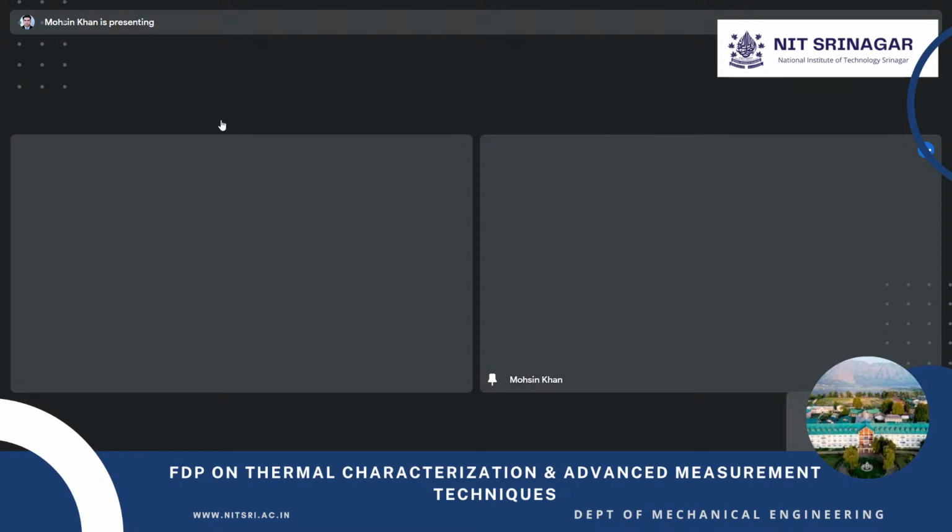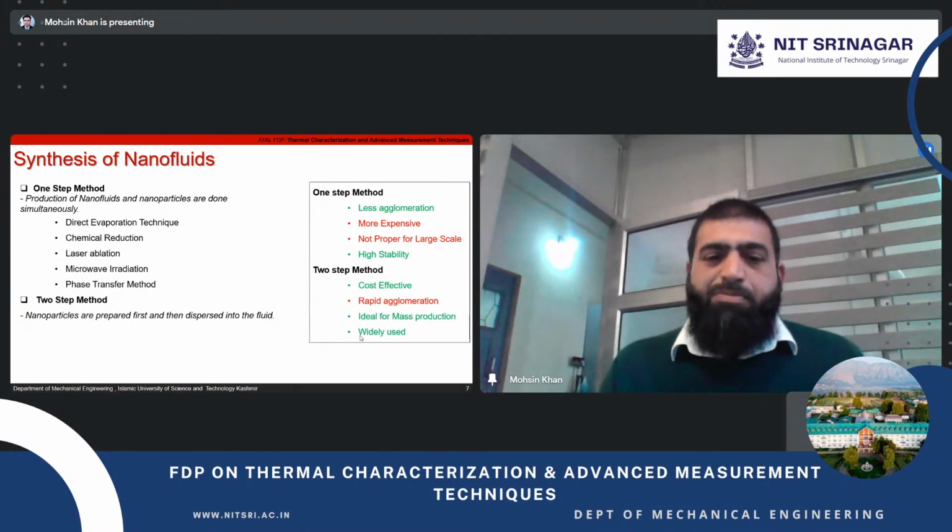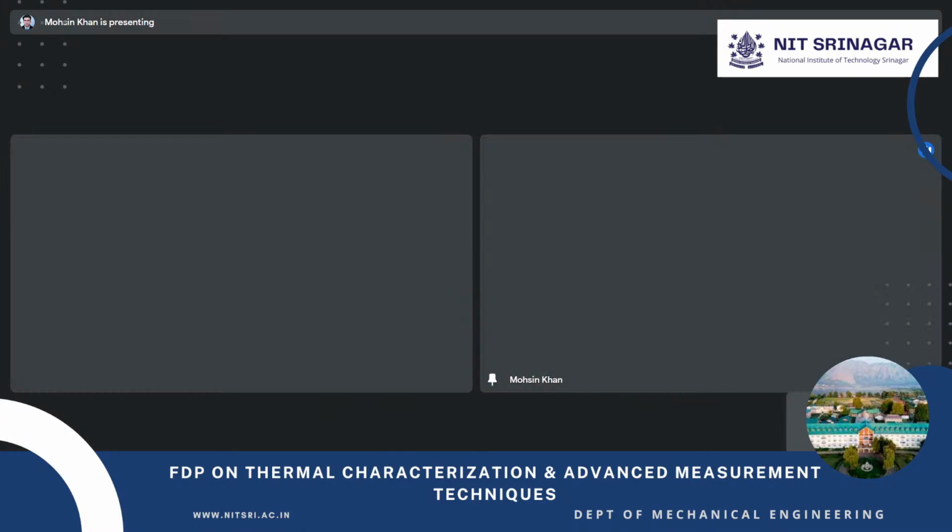So the common methods used in the one-step method are the direct evaporation technique, the chemical reduction method, the laser ablation method, microwave irradiation, and the phase transfer method. And then the most commonly used method is the two-step method as compared to the one-step method. The advantage with the two-step method is that it's very cost-effective and very ideal for mass production. What we do in the two-step method is that the nanoparticles are first prepared and then dispersed into the fluid. Essentially, we have commercially available nanoparticles which are prepared by different methods, and then, based on the requirement, based on the size, shape and concentration, we dope the fluid with these nanoparticles.